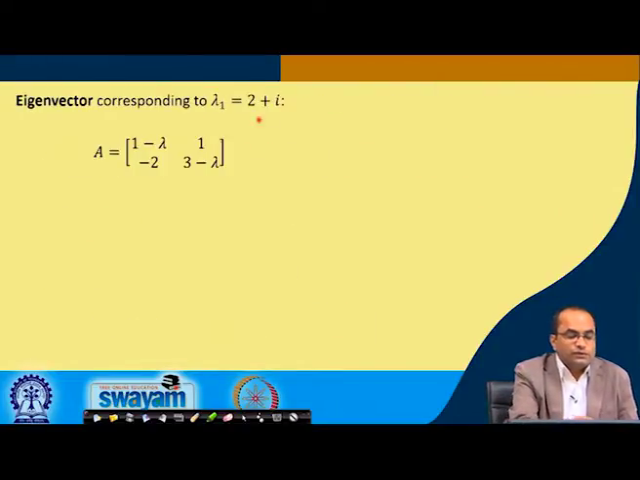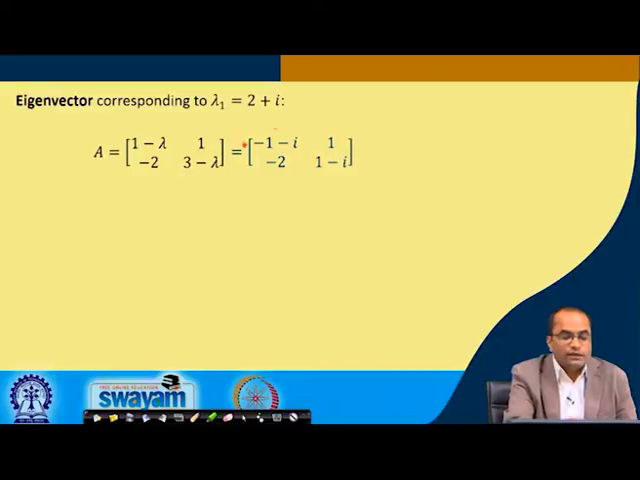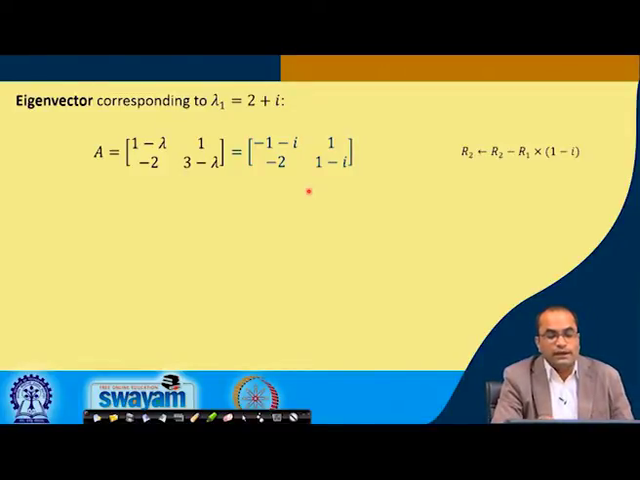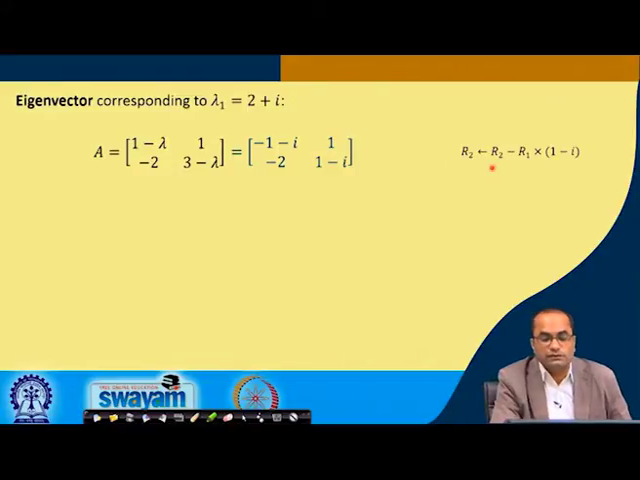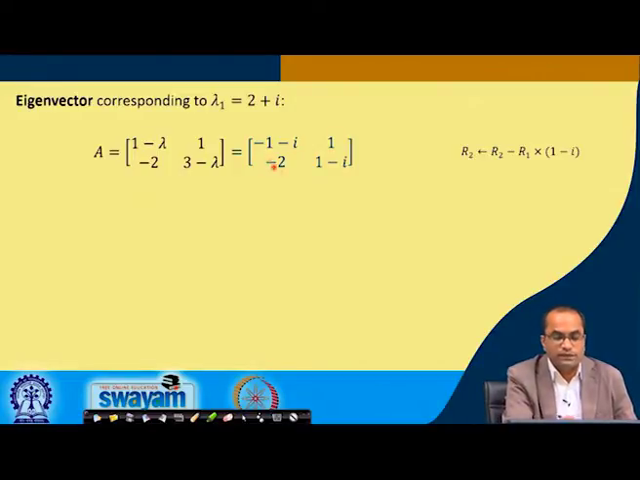So corresponding to this we have the coefficient matrix of this eigenvector equation, and now we will make this transformation: R2 becomes R2 minus R1 multiplied by 1 minus i. So, if we multiply equation 1 by 1 minus i and subtract from equation number 2, what will we get?